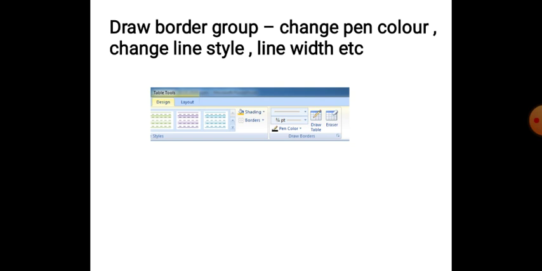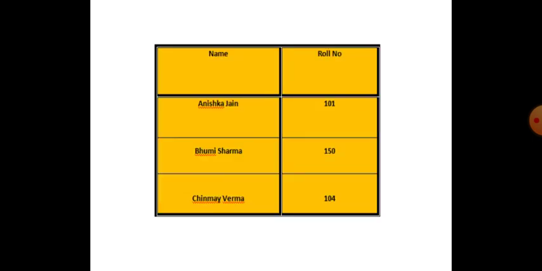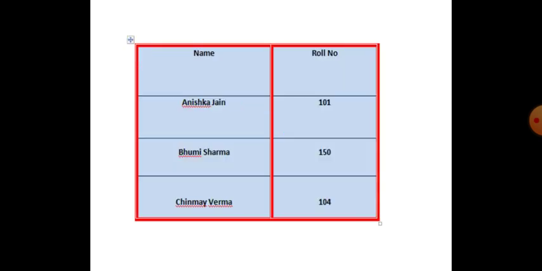Please see, there is one more option, the draw border group. In the draw border group, we have a pen color facility. We can change the line styles and even the line width. And with the help of the draw pen option, we can draw the border for our table in different colors and different widths. See, in this diagram, the table border is thick and the border color is black. Now in this example, we have changed the border color.